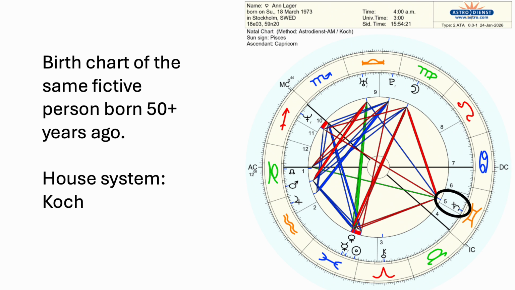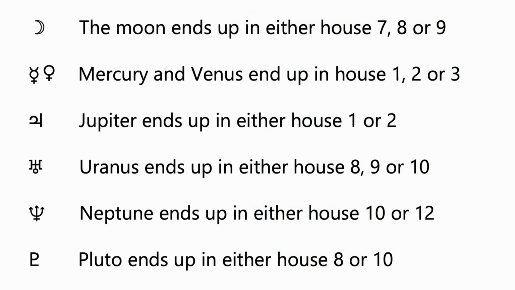As you can see, depending on which house system the astrologer decides to use, the interpretation of the person becomes completely different. If you look closer at these 3 images, and please do that, you will notice that planets, all of them except for Mars, end up in different houses depending on which house system you choose. The Moon ends up in either house 7, 8 or 9. Mercury and Venus end up in either house 1, 2 or 3.